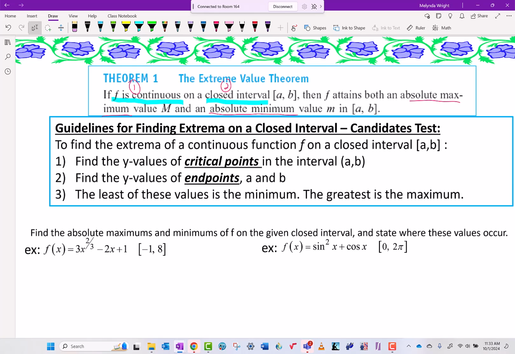It'll happen. So what do we do? To find the absolute extrema of a continuous function on a closed interval, notice they're just re-saying what the theorem says. Number one, you find the y values of the critical points. You find the y values of the endpoints. And then you test them. The smallest of the values is the min and the greatest is the max.